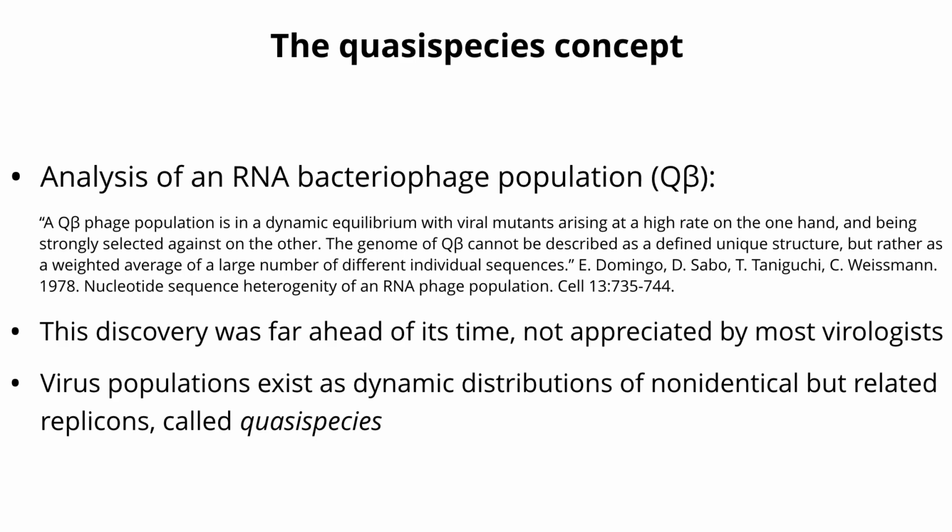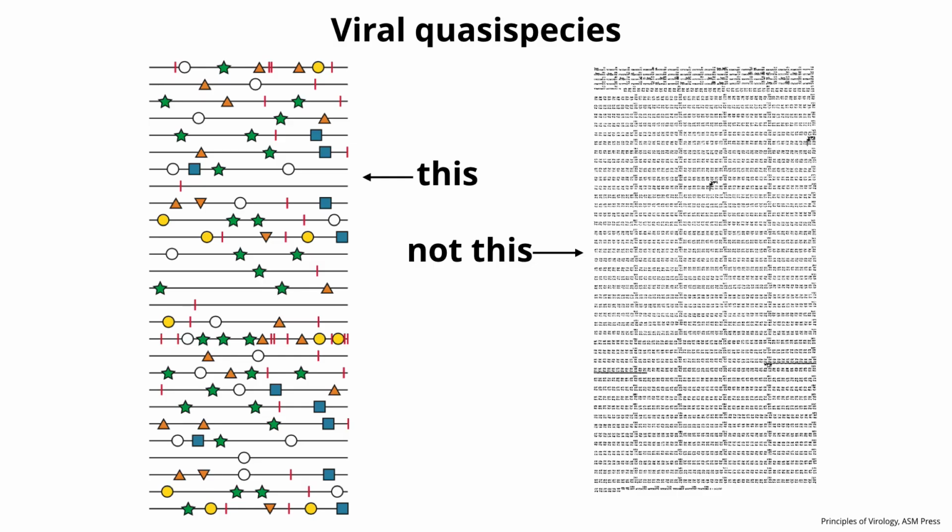So here is a visualization of it. On the right is the sequence of poliovirus RNA. I determined this as a postdoc between 1979 and 1981. It was one of the first viral genome sequences to be determined. I was very excited about this. But guess what? It has very little to do with what the genome actually looks like, because the genome of any virus is a quasi-species, which is really what's shown on the left.